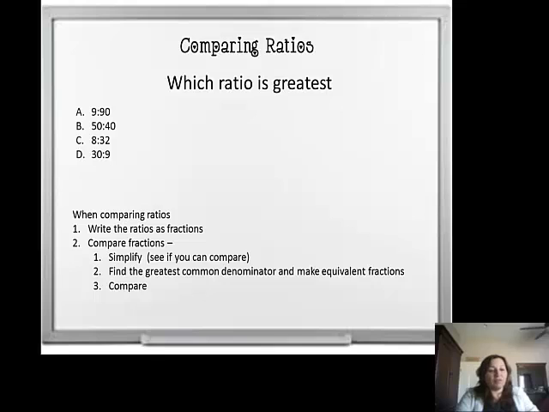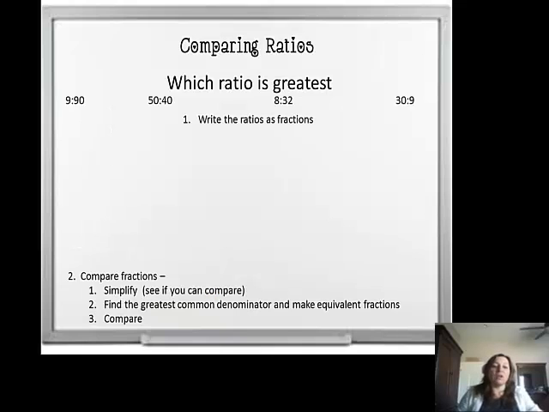And in order to compare fractions, we're going to simplify to make sure we're working with the smallest fractions and see if we can compare at that point. If they have the same denominator, we can. Most often they don't. We're going to have to find the greatest common denominator and make equivalent fractions, and then we can compare the numerators to determine which one is the greatest.